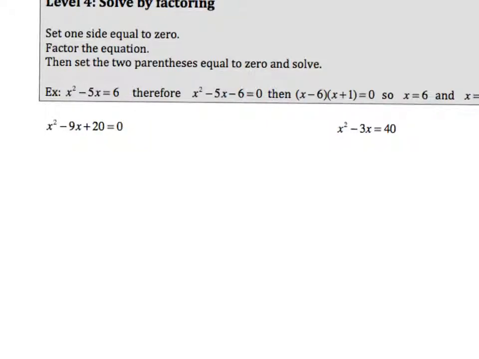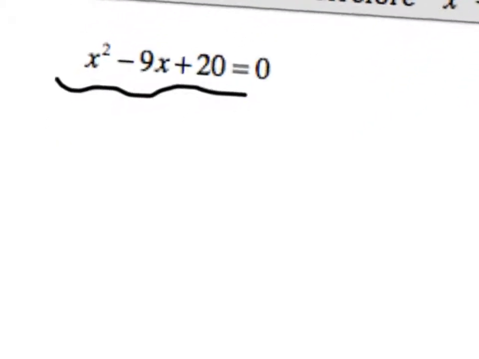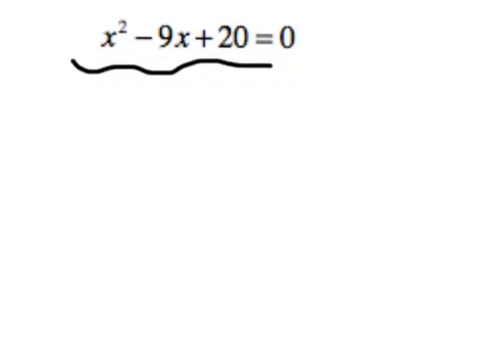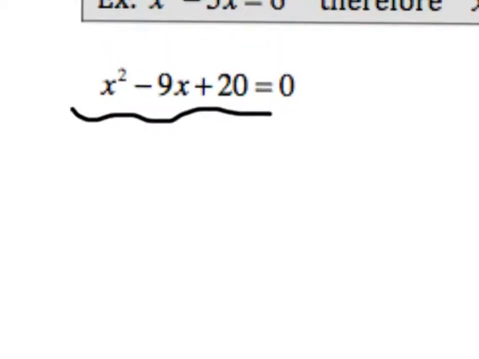Okay, so level 4s are, if you can factor, this should be very simple for you. So we've got to be able to factor this problem here first. If you're looking at x squared minus 9x plus 20, we're going to factor that. Now I know there's an equal sign. We're going to ignore that for a second. So let's go ahead and factor this.